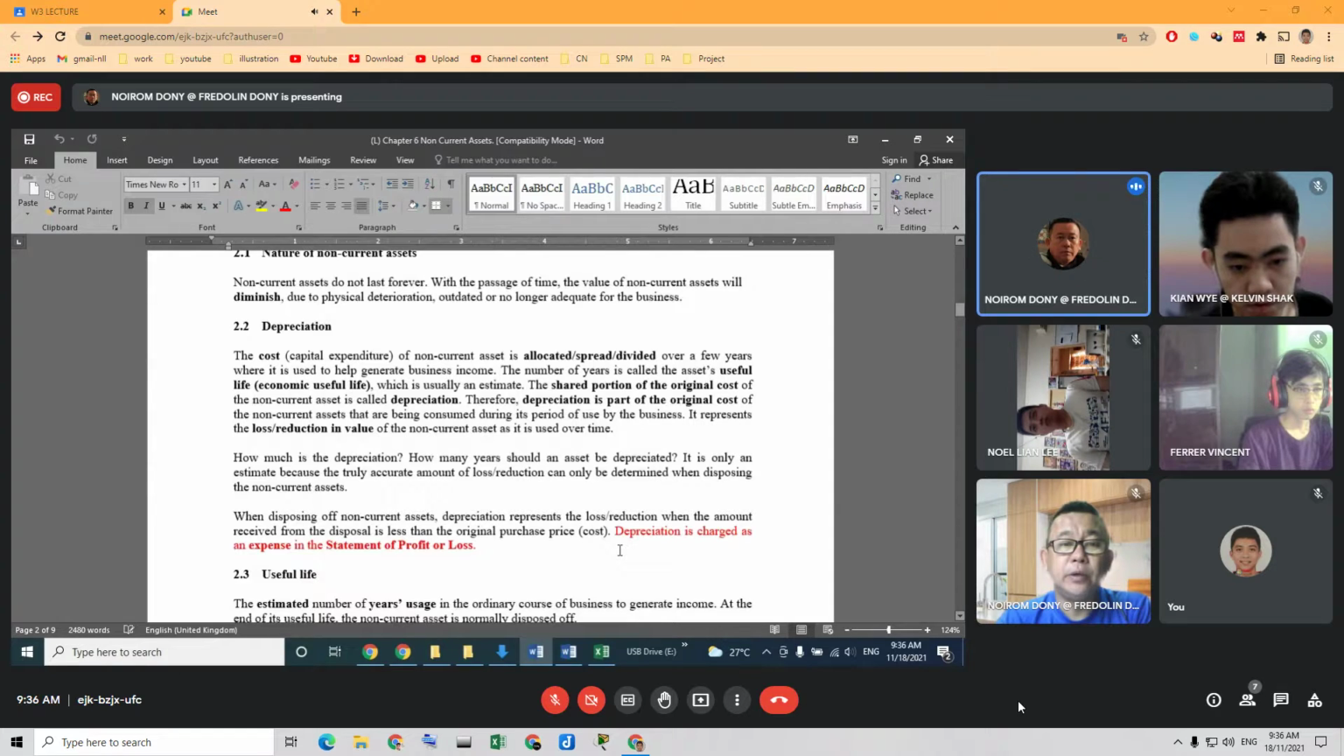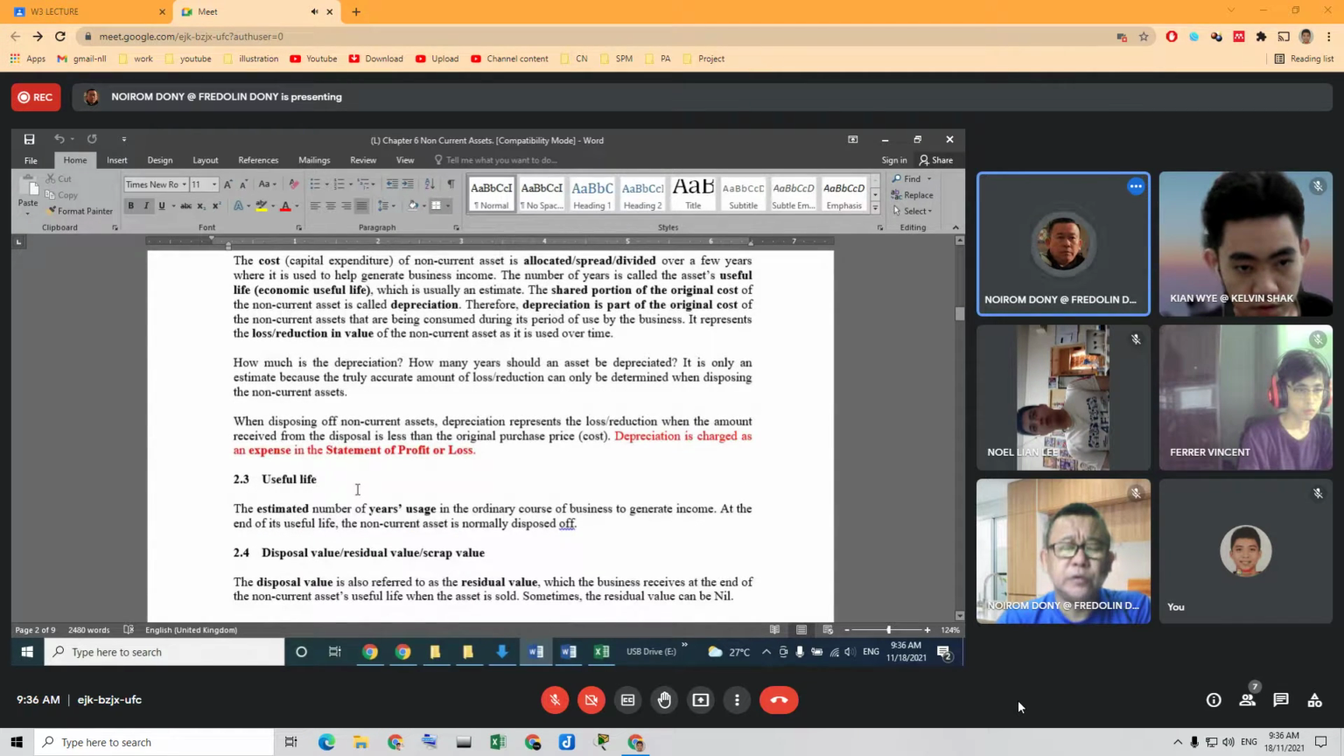So useful life. What is useful life? Useful life refers to the estimated number of years of usage in the ordinary course of the business to generate income. At the end of the useful life, the non-current asset is normally disposed of. Can you understand? Useful life refers to how many years this non-current asset can be used in the business. So this one is also an estimate. Sometimes 5 years, sometimes 10 years, depending on the nature of the asset.